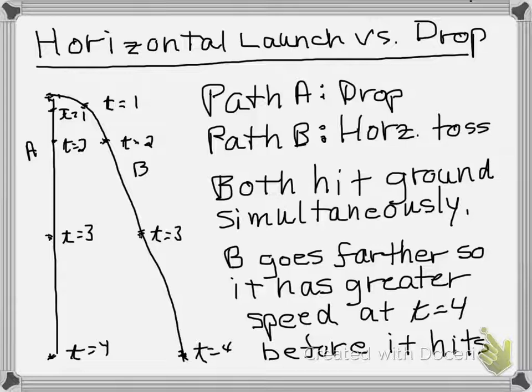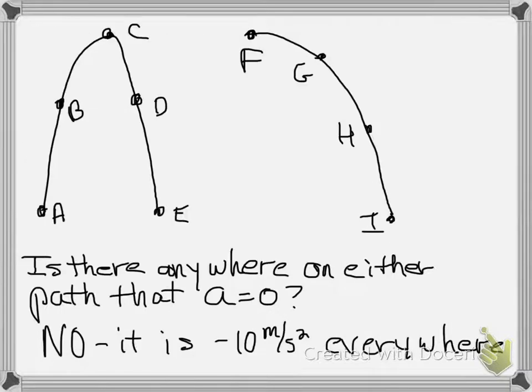This is because the Earth is pulling on both objects vertically with the same force. So since B travels farther to get to the ground, it has a greater speed at t equals 4 just before it hits the ground.